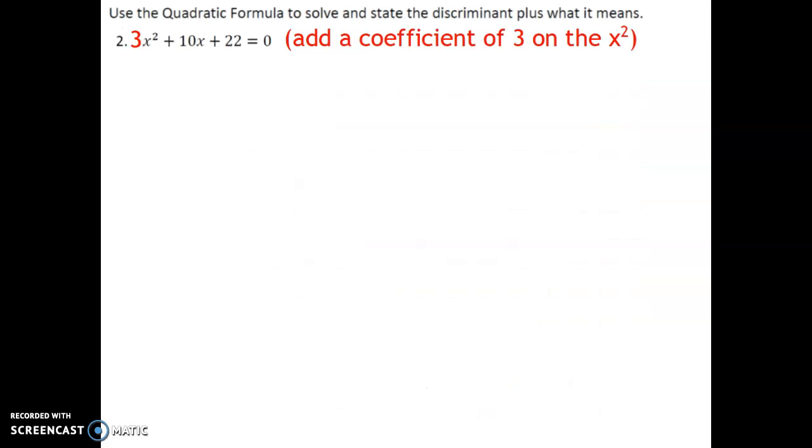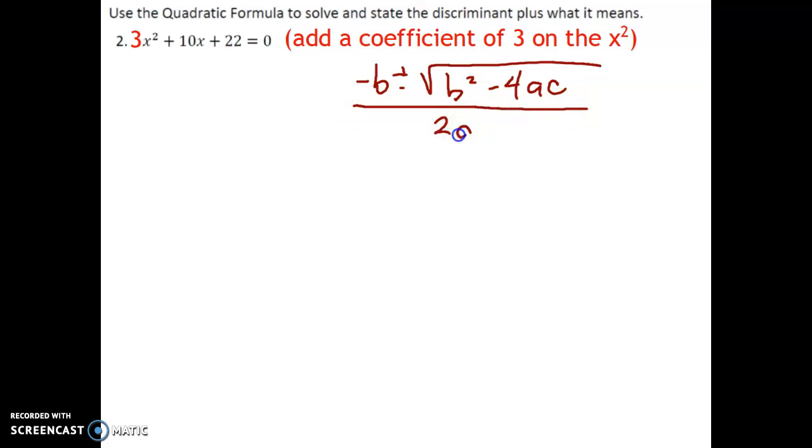Okay, let's do this one. So the way it was originally written, it worked out to be almost exactly like the last one. So let's put a 3 here in front of the x squared so that we can practice something different. Okay, I'm going to write the quadratic formula up here again. Y'all practice with me. Negative b plus or minus the square root of b squared minus 4ac all divided by 2a. Okay, so now let's figure out what a, b, and c are going to be.